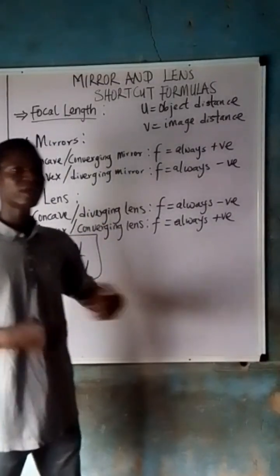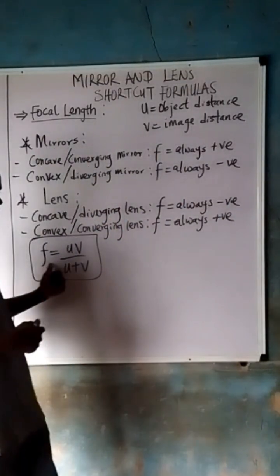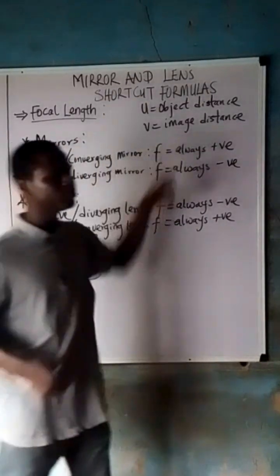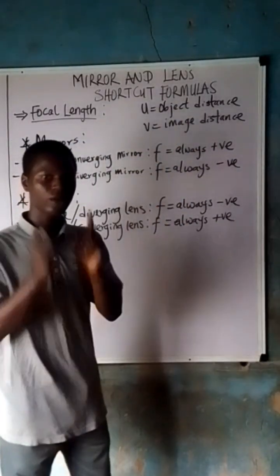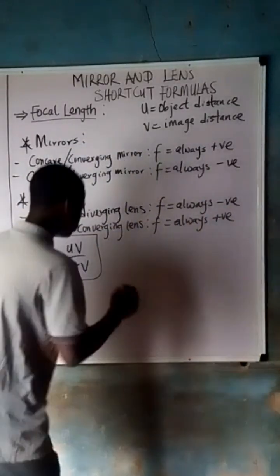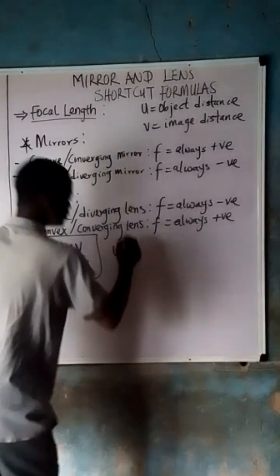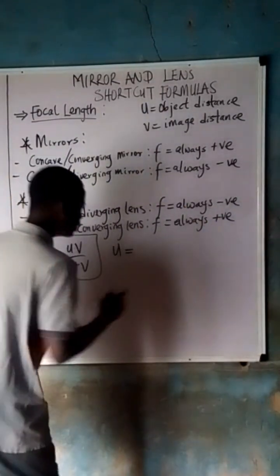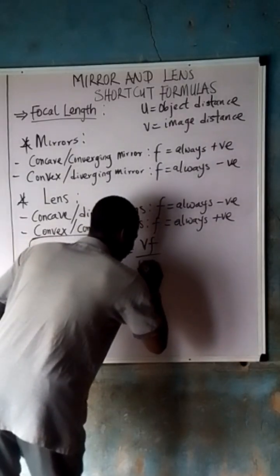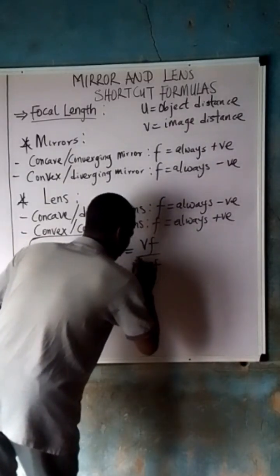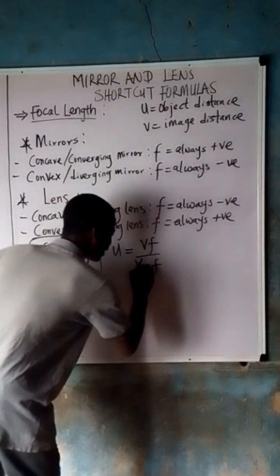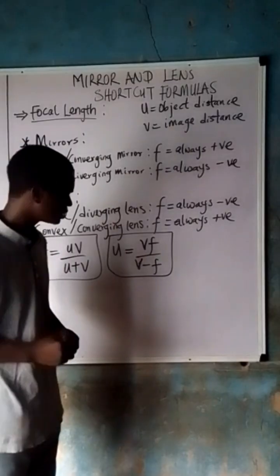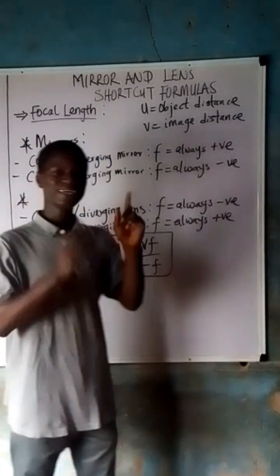Now, sometimes you might not be asked to find the focal length. You might be given the focal length and then you are asked to find, let's say, the image distance or the object distance. What is the shortcut formula to use? If you are asked to find object distance, instead of trying to get your answer using the normal mirror or lens formula, simply use u = vf over v minus f. This will give you the value for your object distance.